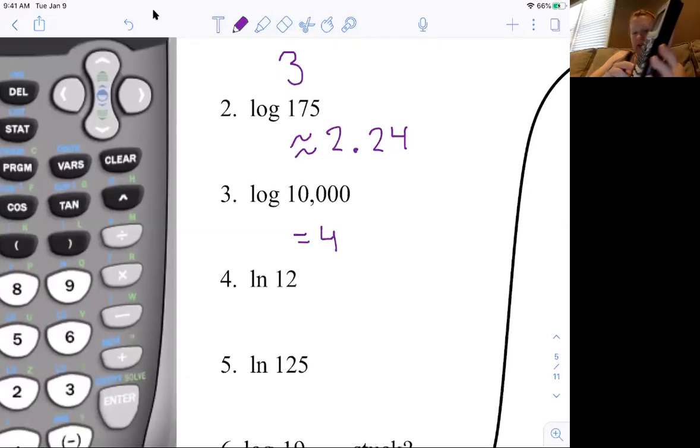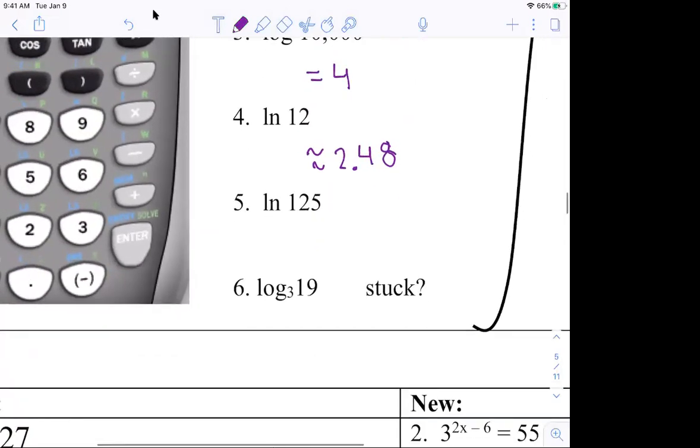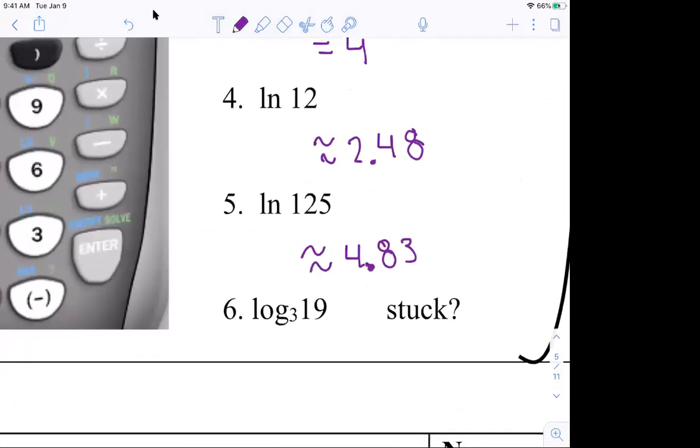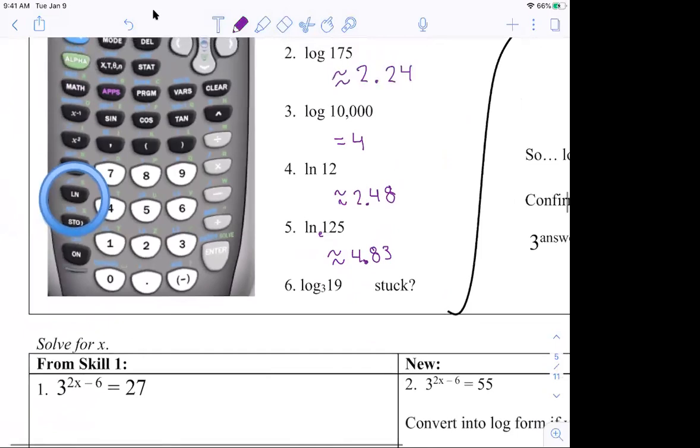But for us, we're doing natural log, so I'm going to type natural log. It opens up my parentheses for me, and I'm going to type 12, close my parentheses, and hit enter. And that is going to give me about 2.48. I would go ahead and try to calculate the next one. So we've got natural log 125. Make sure you can type that. And that is about 4.83. And remember, the base with the natural log is really e. Those are partners, right? But your calculator knows that when it does it.